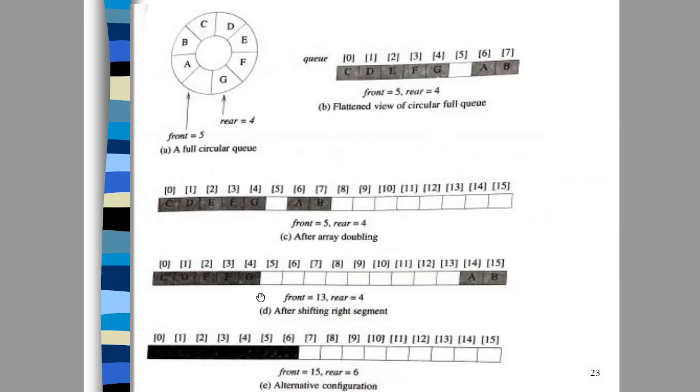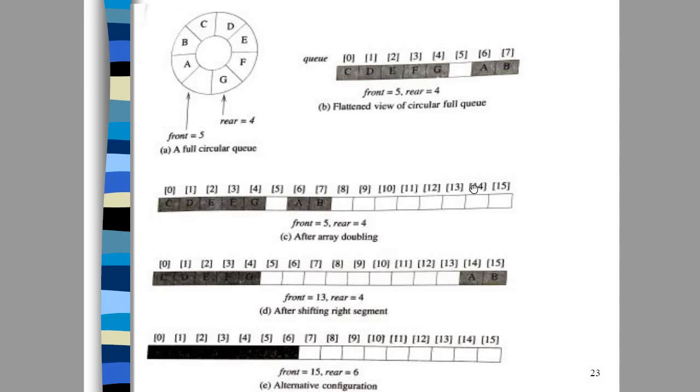Okay, so here if you see, A, B, C, D, E, F, G, these elements are stored in the circular queue. If you write the circular queue horizontally, you can see that A and B will be at the end of the queue, and C, D, E, F, G. So there are two segments of the queue in the circular queue. The front is pointing to 5 and rear is 4. So the beginning of the queue is from 6 and the end point of the queue is at 4.